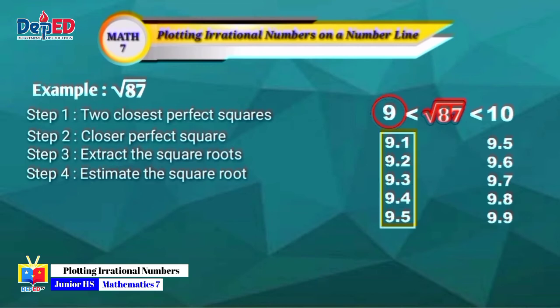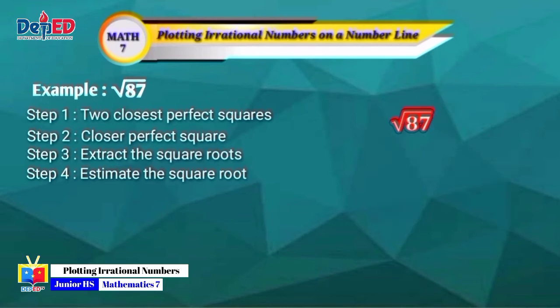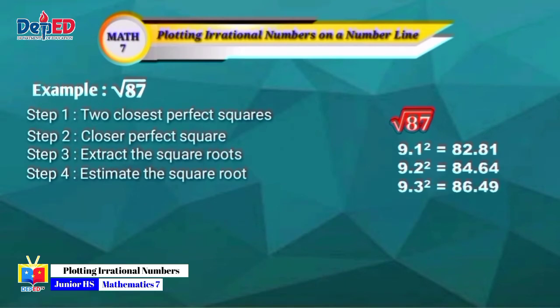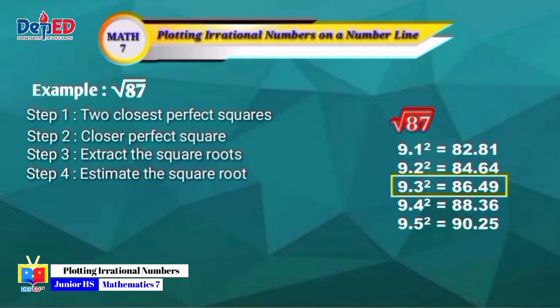Since the square root of 87 is closer to 9, 9.1 squared is equal to 82.81. 9.2 squared is equal to 84.64. 9.3 squared is equal to 86.49. 9.4 squared is equal to 88.36. And 9.5 squared is equal to 90.25. From these values, 86.49 is closest to 87. Therefore, the estimated value of square root of 87 is 9.3.